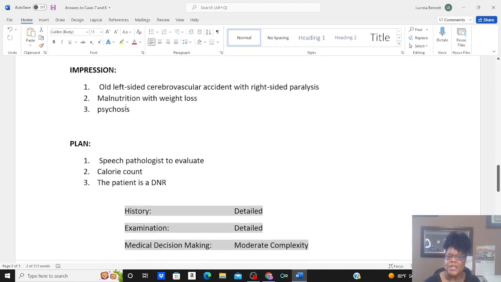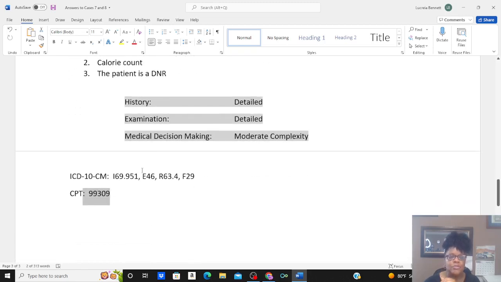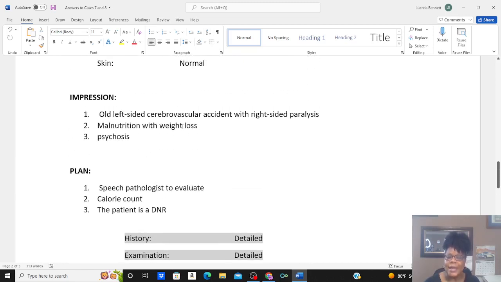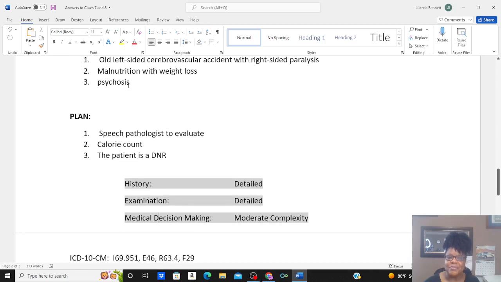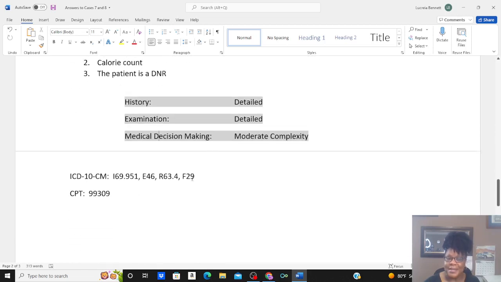Then the note says the patient has malnutrition. Malnutrition not otherwise specified is E46. Patient also had weight loss. Weight loss is R63.4. And then the psychosis is F29.